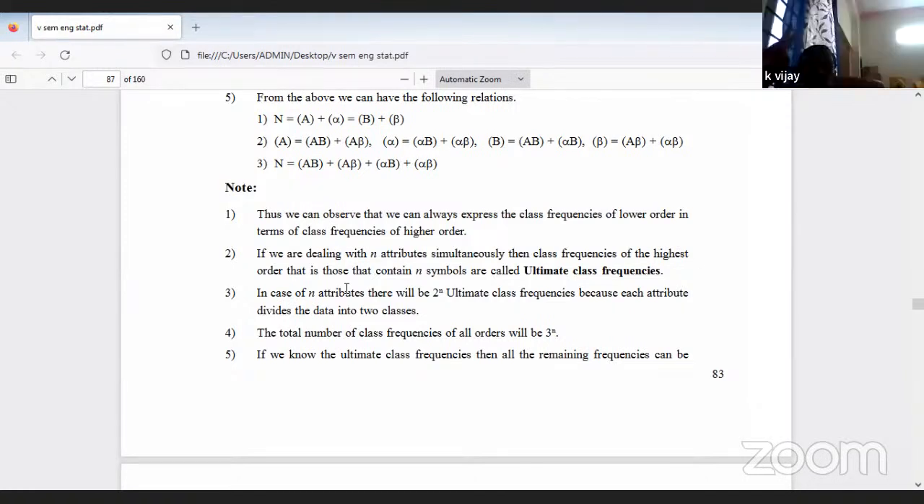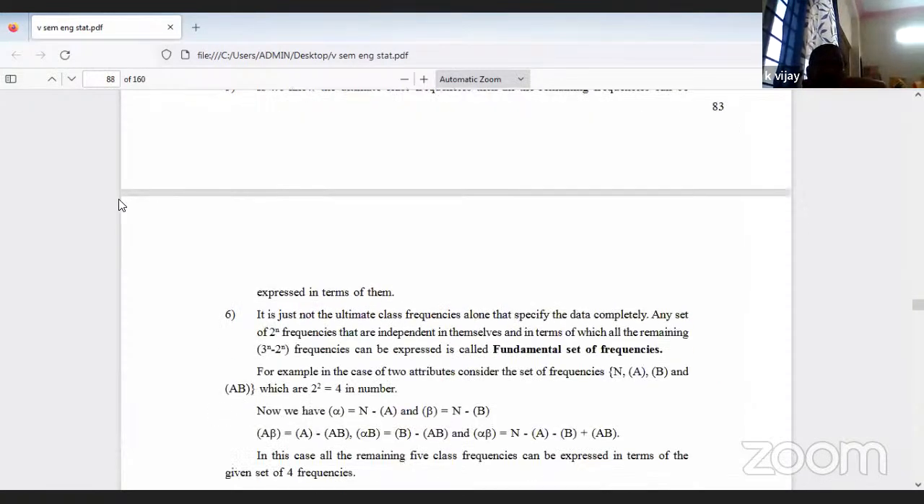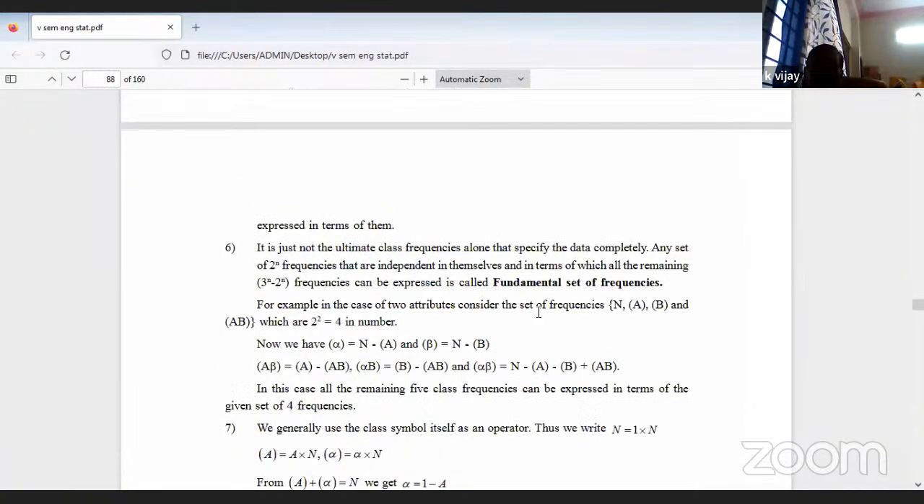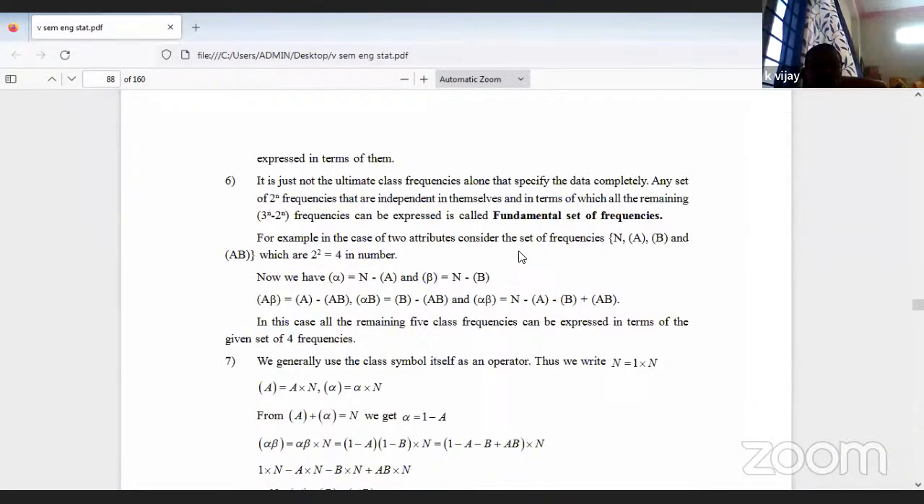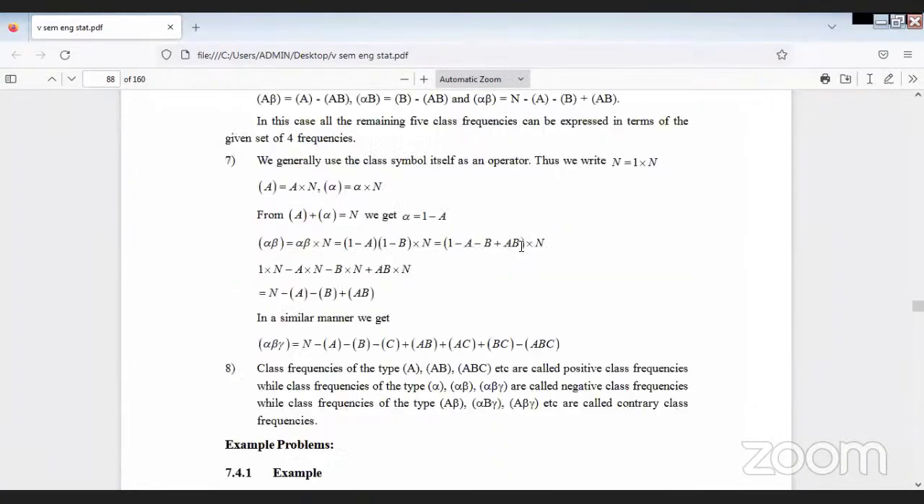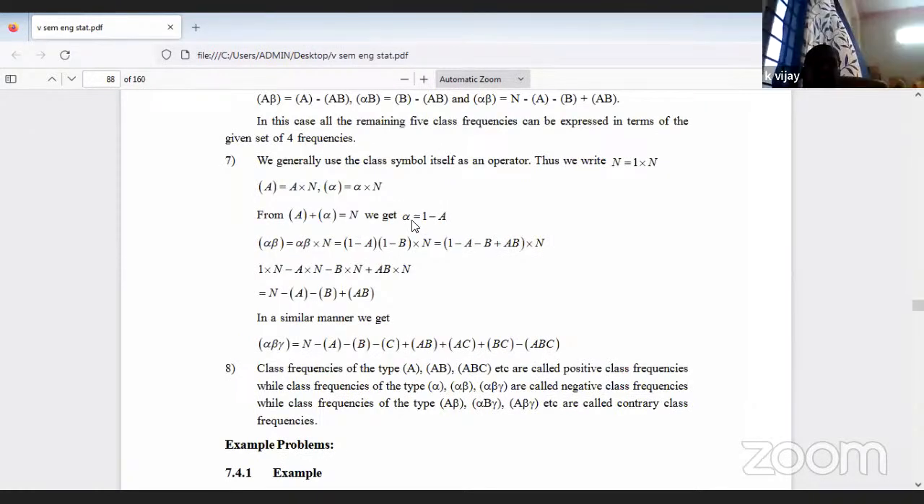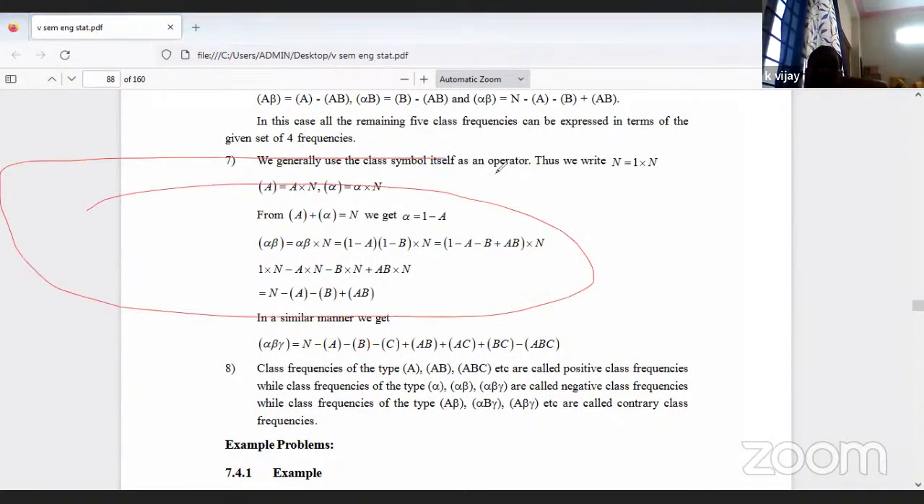The total number of classes of frequencies of all orders is 3 power n. But for n attributes there will be 2 power n ultimate classes. So all the classes can be expressed in terms of these. So this is basically it. We generally use the class symbol as an operator. N is equal to 1 into n, A is equal to A into n, alpha is equal to alpha into n, A plus alpha is equal to n, alpha can be written as 1 minus A, alpha beta. I applied that formula here. See all of you, any doubt ask me in the 7th condition.